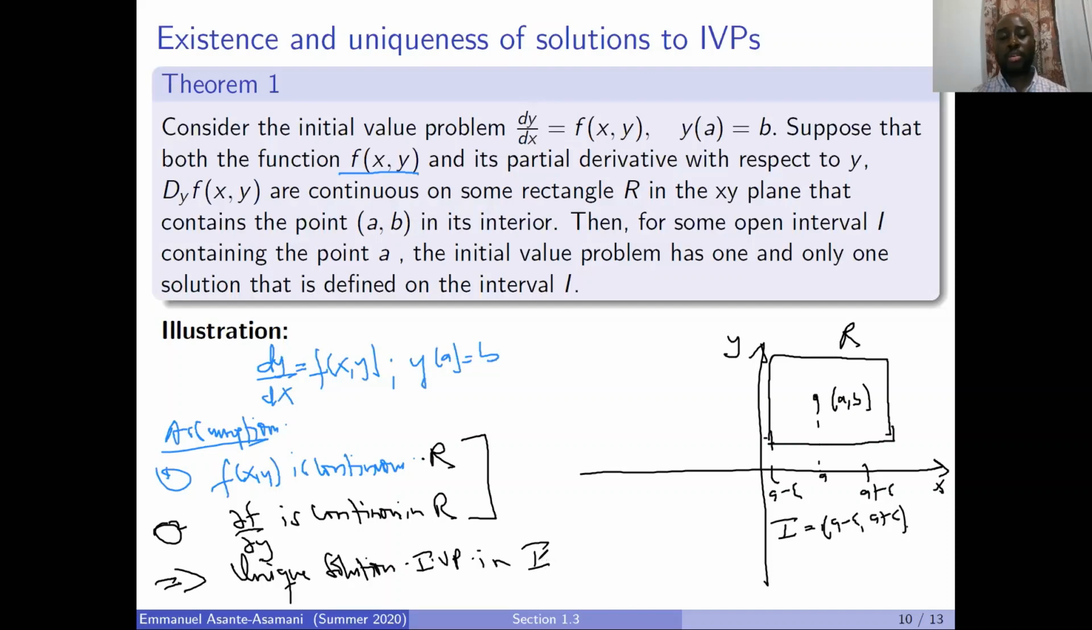Okay, and that's all that the theorem can guarantee: that you can only go this far to the left of a and this far to the right of a and have a unique solution. Different things can happen if you go outside of that interval about a, but at least you're guaranteed that you can find some interval around a where this function has a unique solution. Okay. And so this is our theorem.